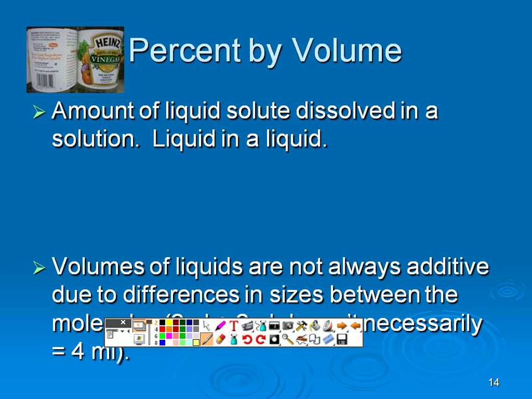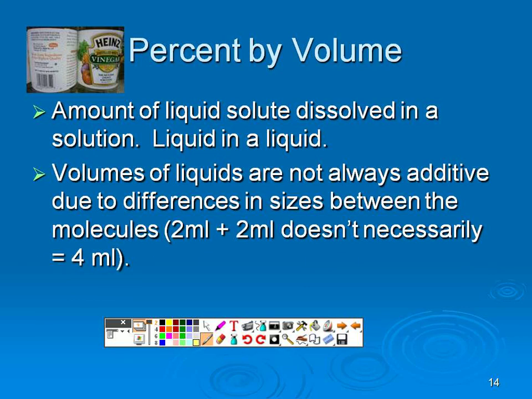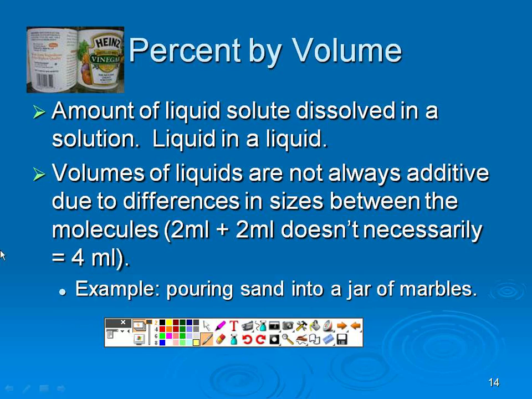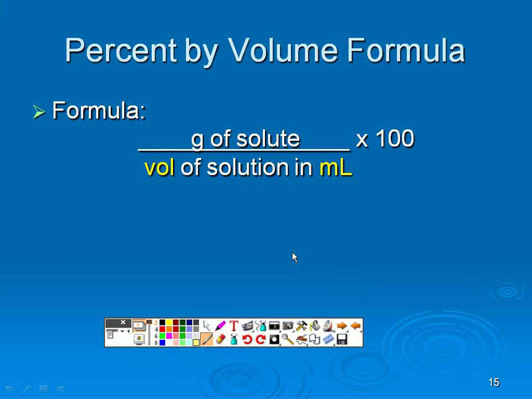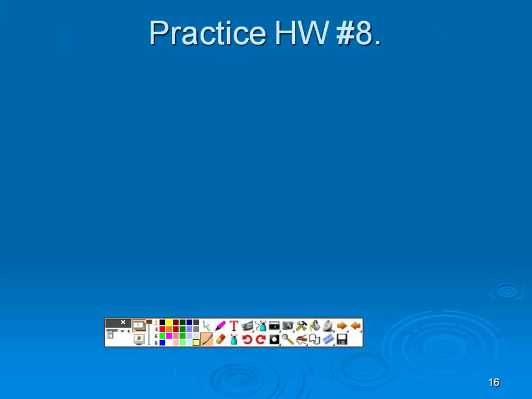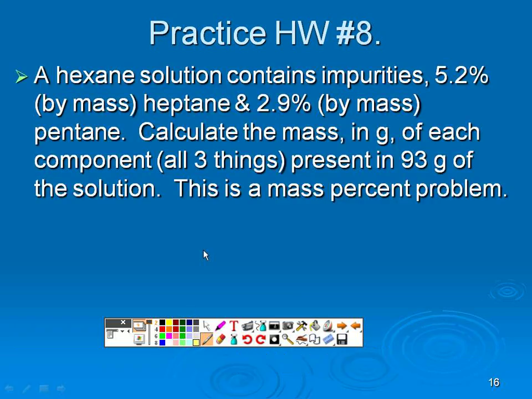Percent by volume: the amount of liquid solute dissolved in a solution. A liquid and a liquid. The volumes of liquids are not always additive due to differences in sizes between the molecules. So 2 mL and 2 mL doesn't necessarily add up to 4 milliliters. You can think of pouring sand into a jar of marbles. The sand fills up the spaces between the marbles, and it is not additive. Formula: grams of solute divided by the volume of solution in milliliters, times 100.